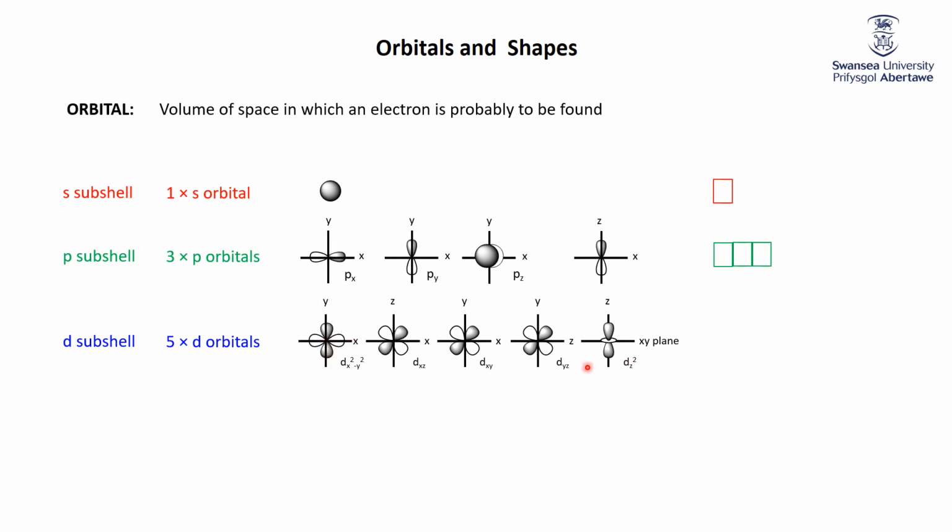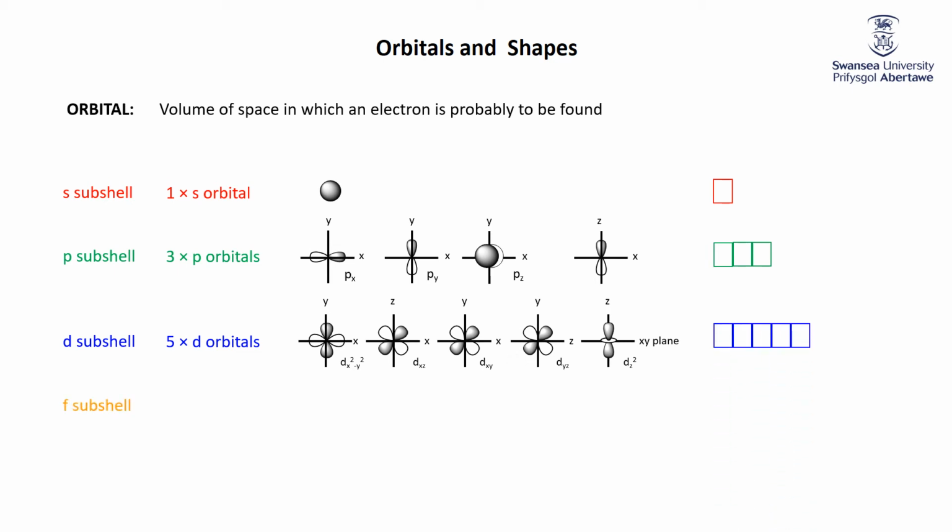And don't worry about where this 5th one comes from now, this one that we call the dz squared, because it's pretty much just going up and down the z axis. It's like a dumbbell with a little belt. Don't worry too much about that shape. Just recognize it as being an indicative shape of a d orbital. 5 d orbitals, they all have the same energy. They just have different shapes and different orientations. And so the way we'll depict those is 5 little blue boxes.